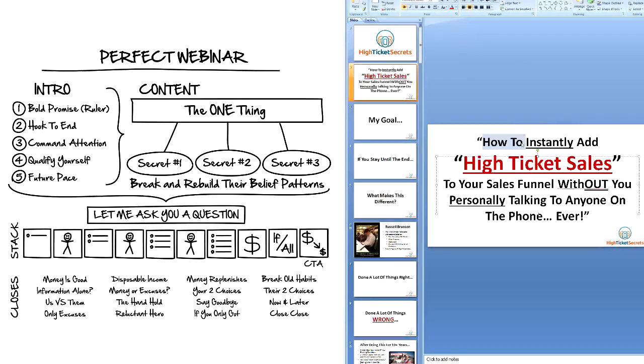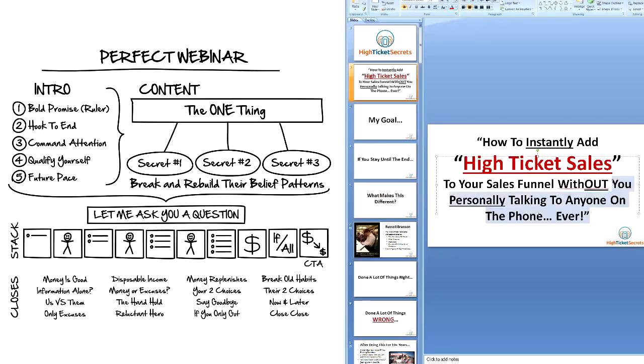Okay, so for the audience I was talking to, they all want high ticket sales. Everyone online right now is talking about high ticket sales. So how to instantly add high ticket sales to your sales funnel. Okay, that's what they want. But what do they not want? Okay, for my audience, they don't want to pick up the phone. Okay, so you do that without personally talking on the phone to anyone ever.